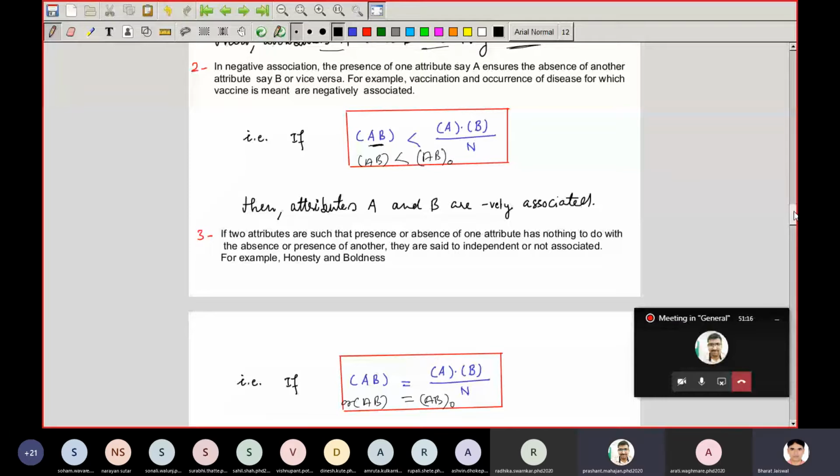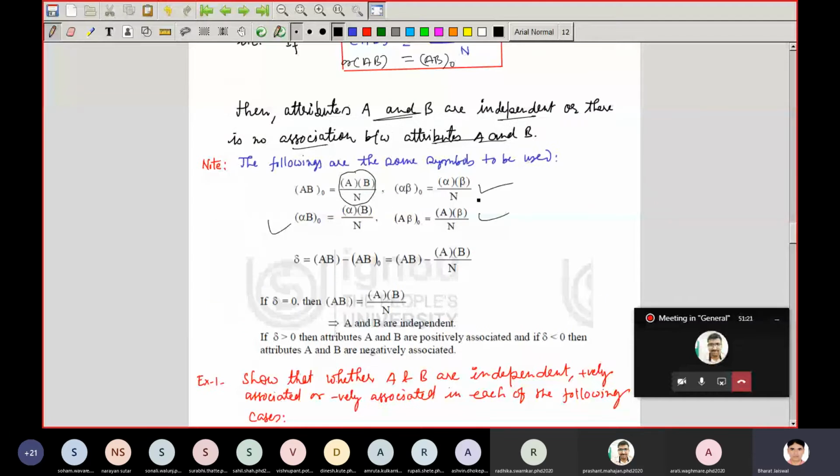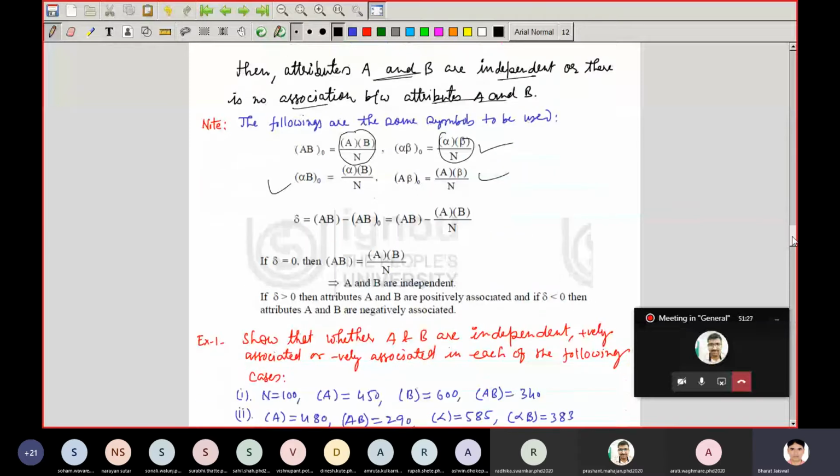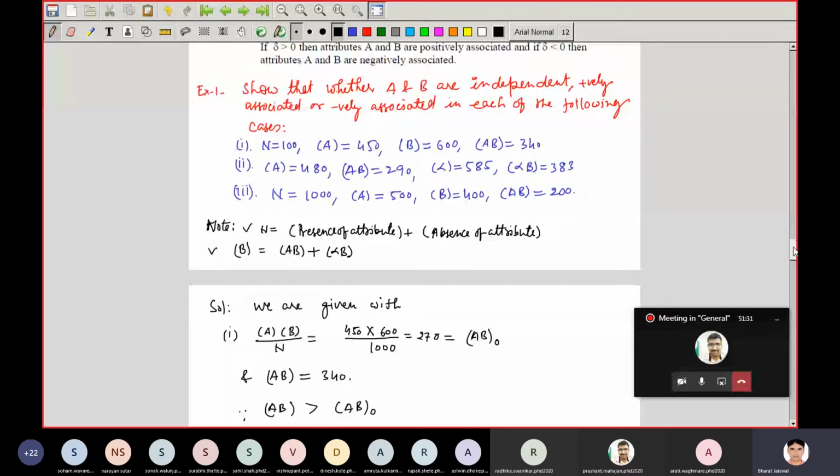Yes, sir. Okay. So these are notations. I have already told you, this not means this. This thing is denoted by not. Simply notation. Now let us see our main topic here: whether A and B are independent, positively associated or negatively associated in each of the following cases.